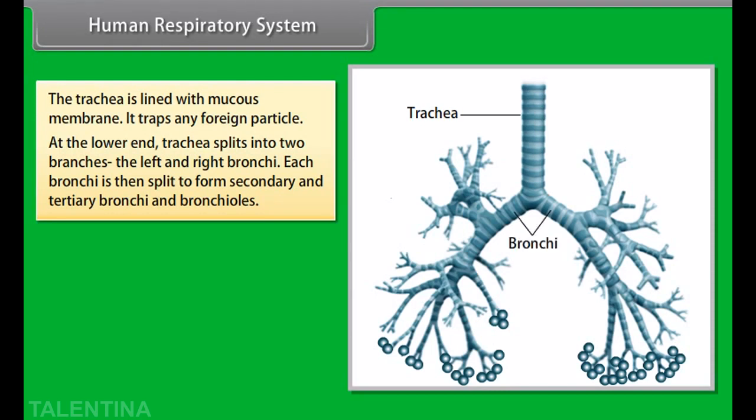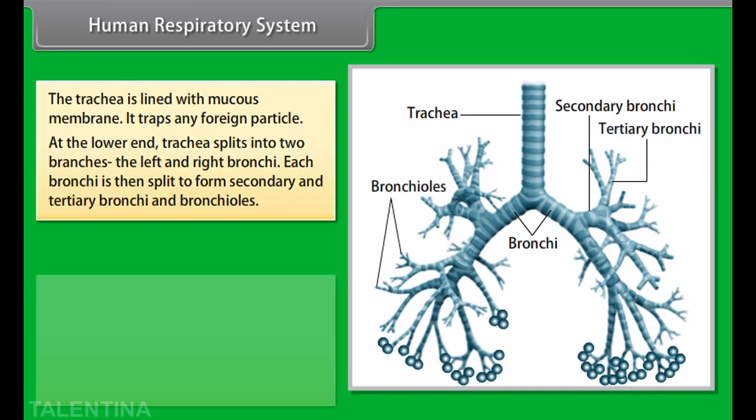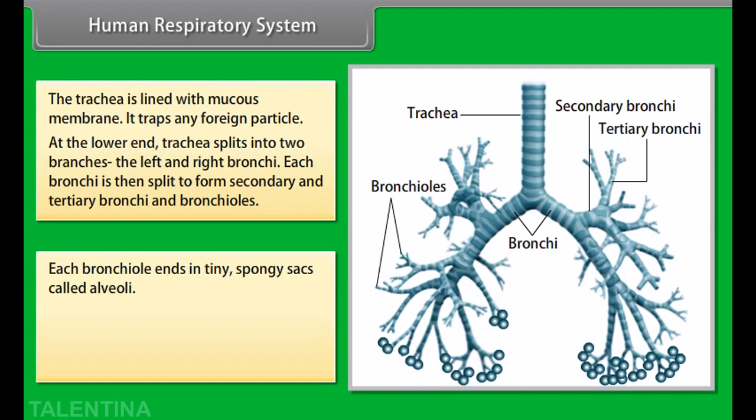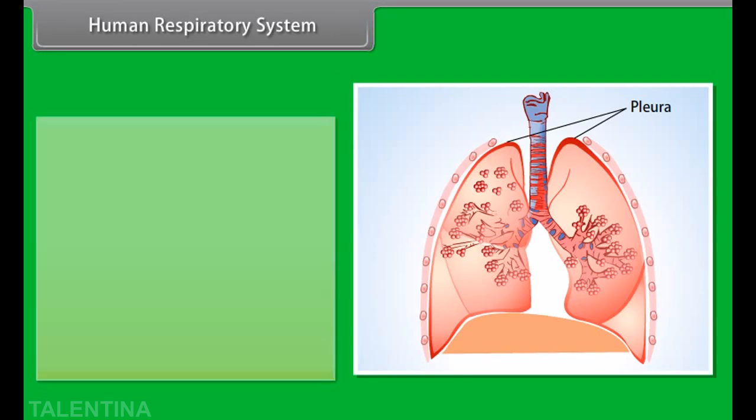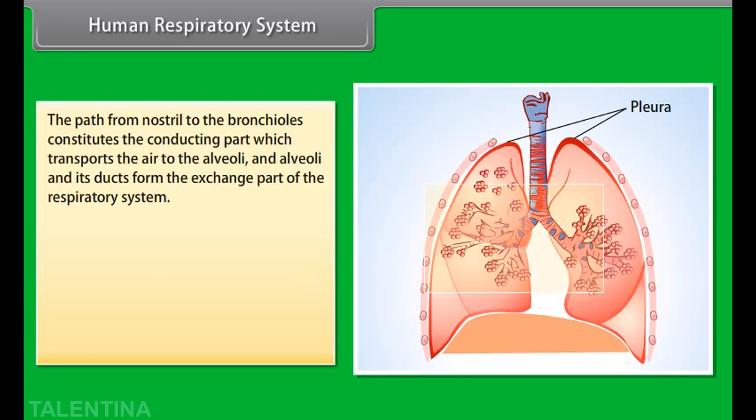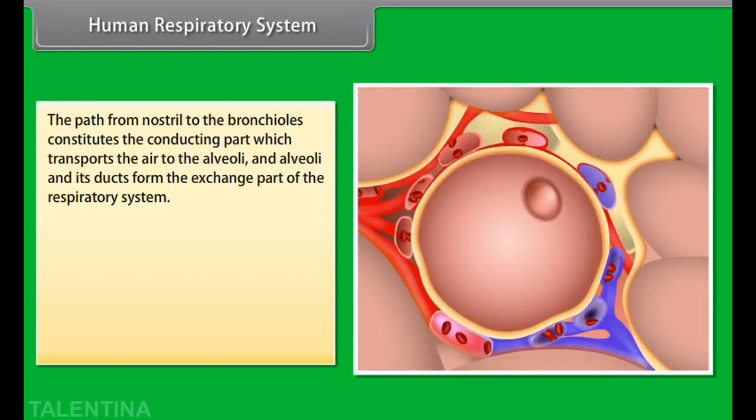Each bronchus is then split to form secondary and tertiary bronchi and bronchioles. Each bronchiole ends in tiny spongy sacs called alveoli. The lungs are both encased in a double membrane called the pleura. The pleura protect and cushion the lungs. The path from nostril to the bronchioles constitutes the conducting part which transports the air to the alveoli, and alveoli and its ducts form the exchange part of the respiratory system.